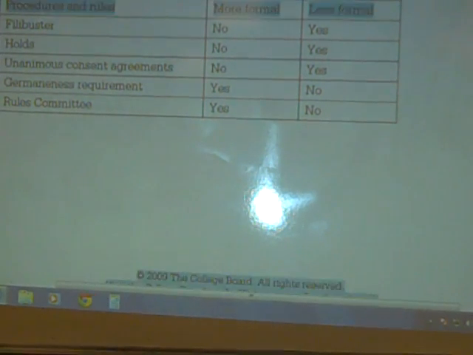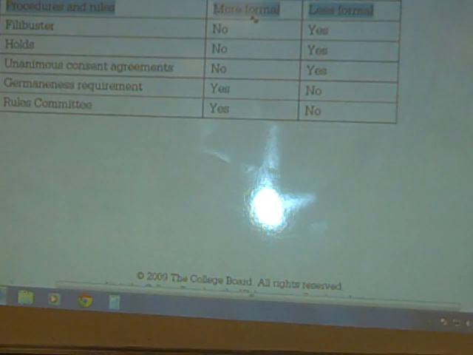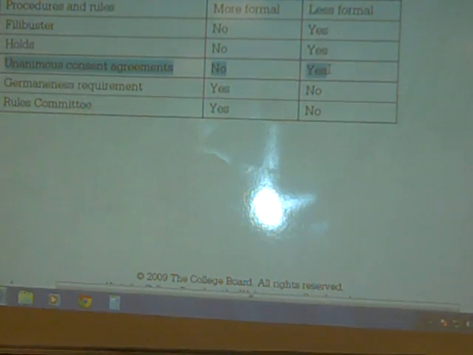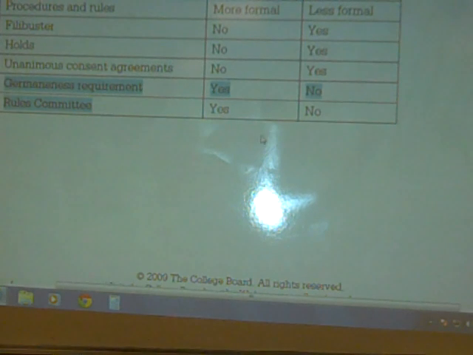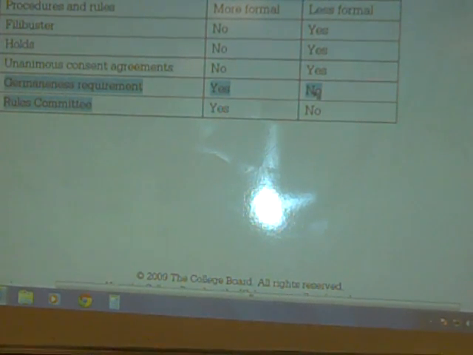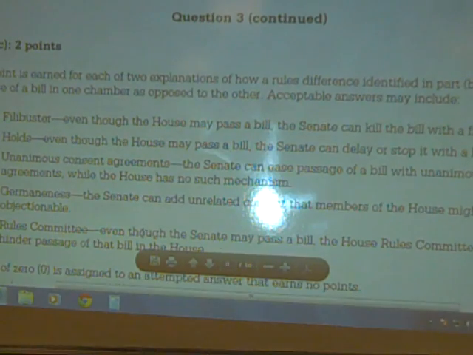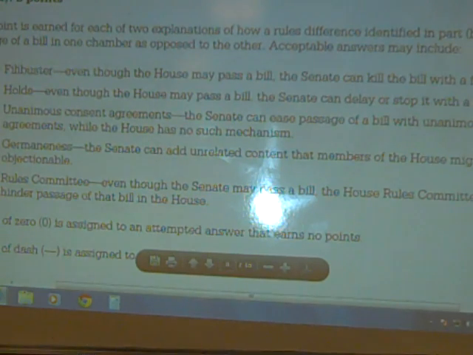All right. You'd have to explain why the more formal rules in the House affects the passage of a bill as opposed to the less formal rules in the Senate. I don't know if I'd do that. That seems kind of difficult to deal with. But the filibuster is easy. Okay. Holds. All right. I didn't teach you what those were. Well, I wouldn't put that. Unanimous consent agreements. I wouldn't put that either. I didn't teach you what those were, but I taught you that in the House, amendments must be germane, and in the Senate, they do not have to be, because that can affect the passage of the bill. And then there are rules in the House about this, limiting debate and amendments. Okay.